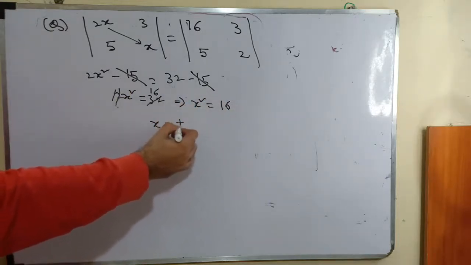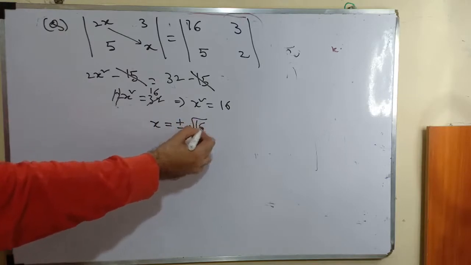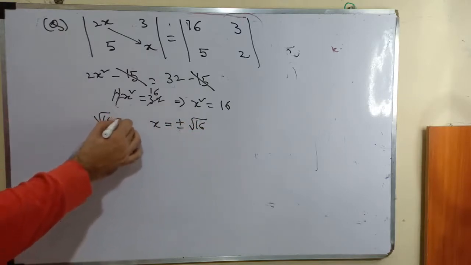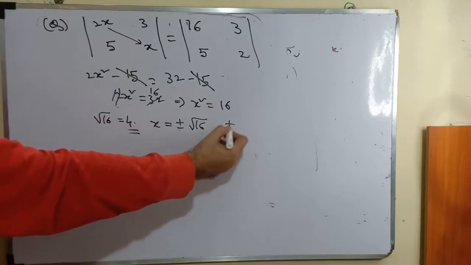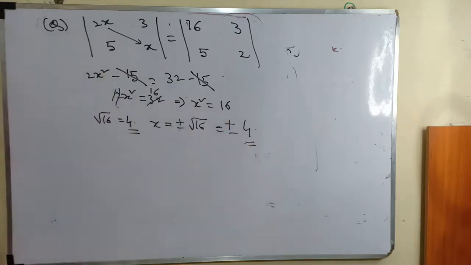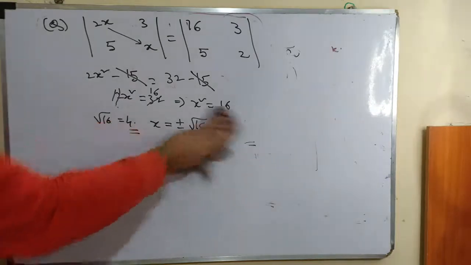Again, x is equal to plus or minus root 16. The root 16 will deliver only 4. So that value is plus or minus 4. Hence the answer. Let's move on to the next question. So please note it. Let's move on to the next question.